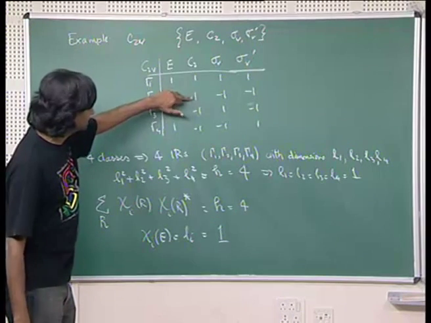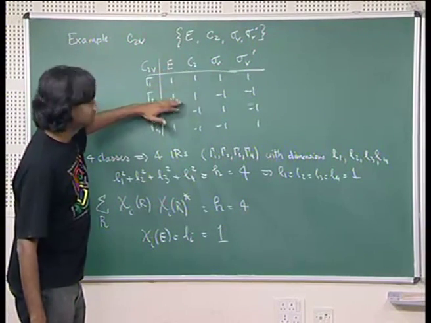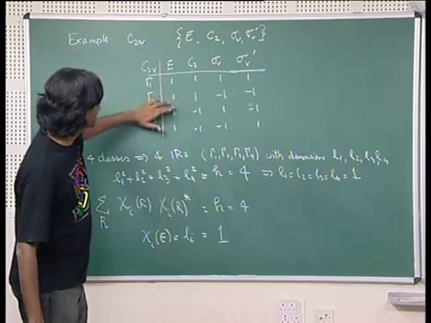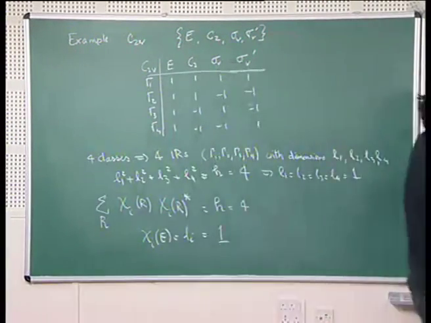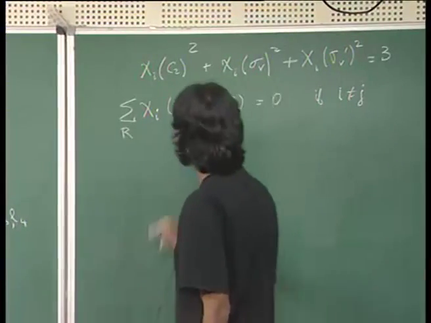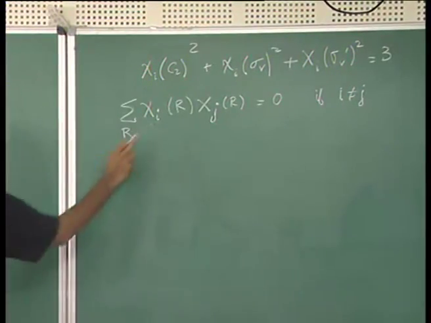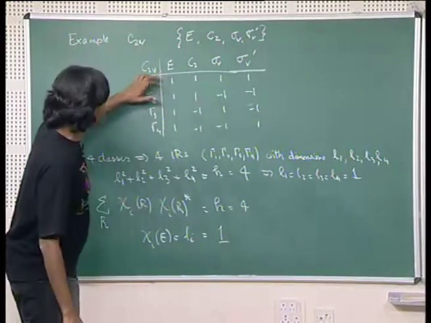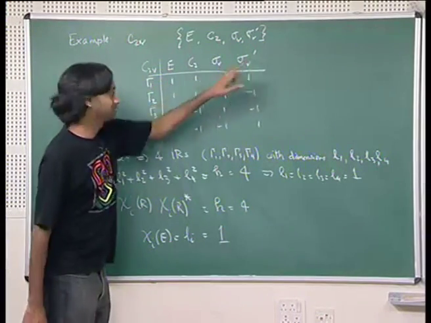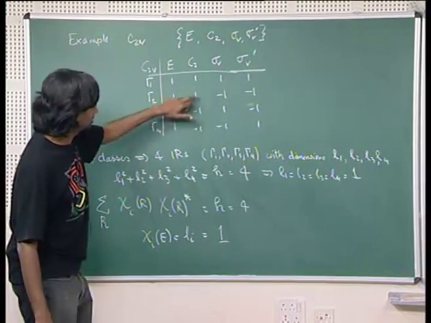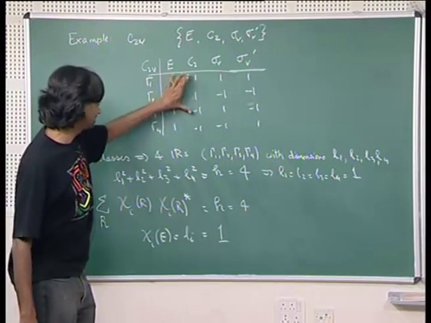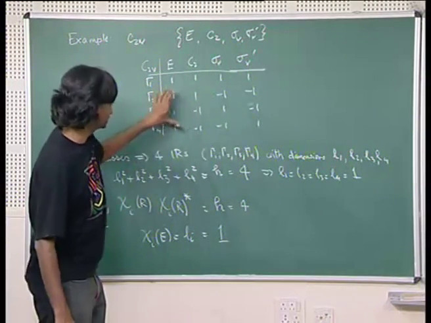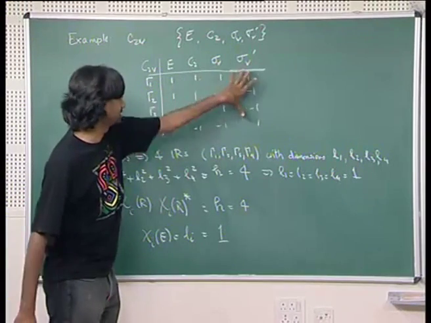Now, you clearly see that if I take a dot product of these two vectors, which is essentially this condition, so I sum over all these: it is this into this plus this into this plus this into this plus this into this, clearly it gives me 0. Similarly, if I take these two, I will get 0. If I take these two, I will get 0.